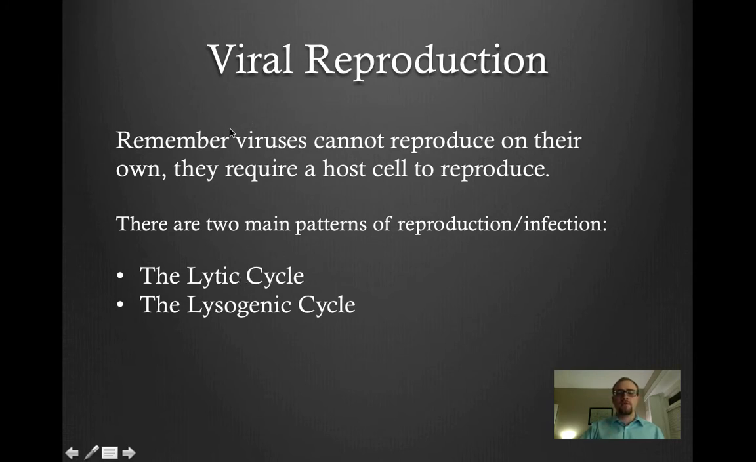Now I want to talk about viral reproduction. Remember that viruses cannot reproduce on their own. They require a host cell to reproduce. There are two main patterns of viral reproduction or infection, and we can use the term infection because viral reproduction is essentially just infection. There is the lytic cycle and there is the lysogenic cycle.